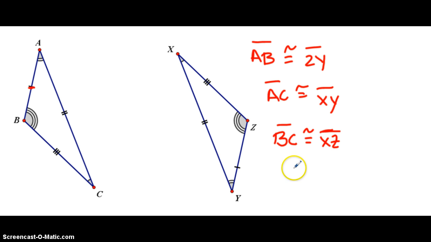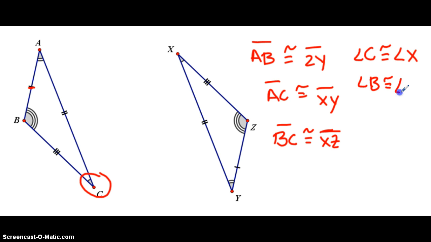Okay, let's do the same thing for the angles. So let's start with angle C. It's got 1 arc on it. So angle C is congruent to, looking at your second triangle, angle X. Angle B has 3 arcs. That's going to correspond with angle Z. And angle A has 2 arcs, and that's going to correspond with angle Y. So as I said, triangles have 3 sides and 3 angles. So in order to show triangles are congruent, you have to show that all 6 corresponding parts are congruent.